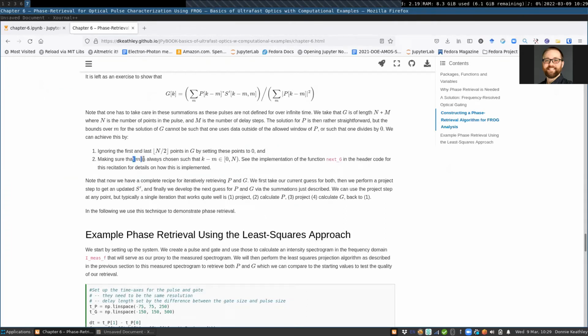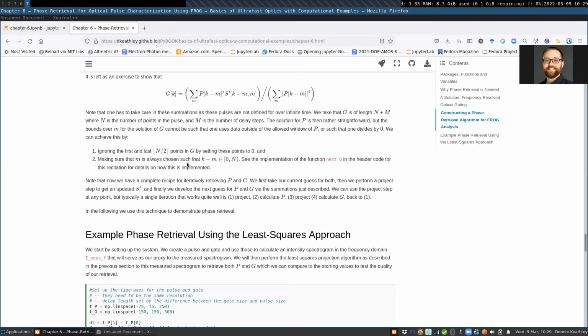And then you also make sure that M is always chosen such that K minus M is within the bounds of 0 to n. Part of that is taken care of by ignoring these first n over 2 points, but this is just a simple statement. Basically, this K minus M must be inside of P, right? Otherwise, it's 0, it doesn't matter. So we just have a check to make sure that this is true. If we ensure that both of these are true, then this works out.